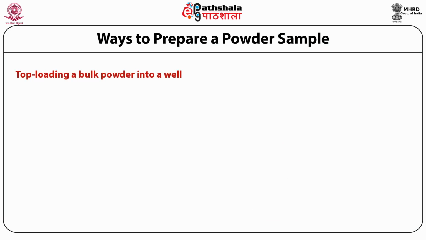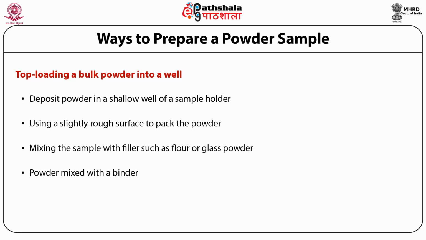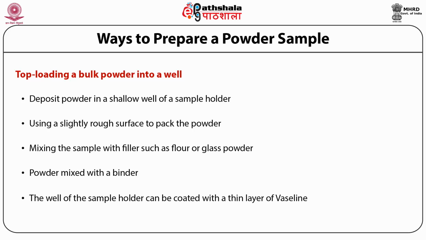First is top loading a bulk powder into a well. In this case, we have to deposit the powder in a shallow well of a sample holder. Using a slightly rough surface to pack the powder will help in minimizing the preferred orientation. Mixing the sample with a filler such as flour or glass powder will also help to minimize the preferred orientation. Powder may need to be mixed with a binder to prevent it from falling out of the sample holder, or the well of the sample holder can be coated with a thin layer of Vaseline.